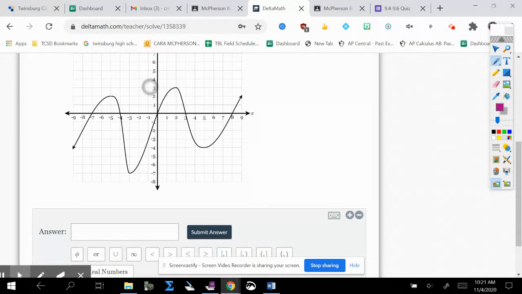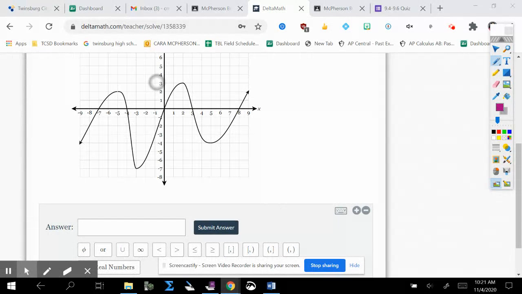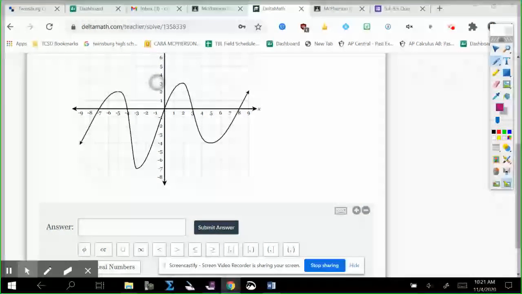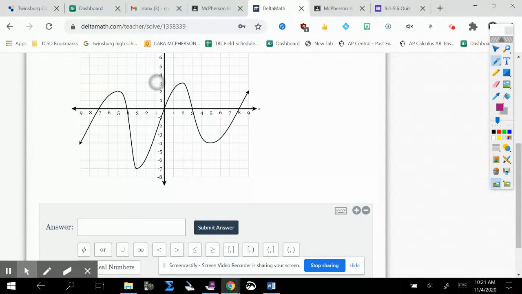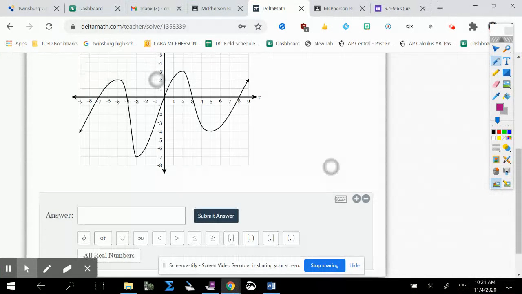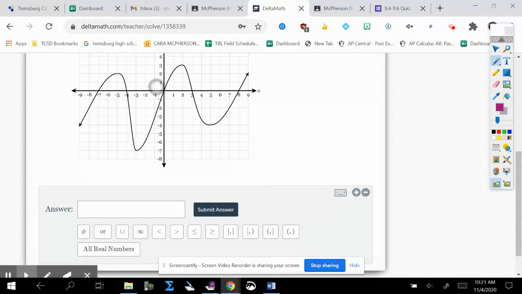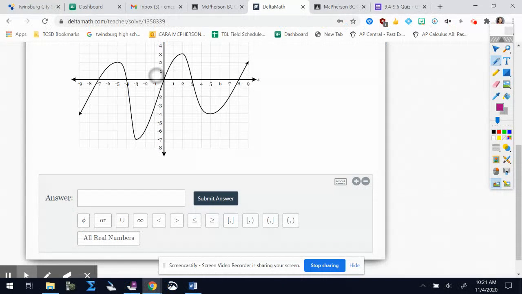Doesn't want to hit it for me. It's not wanting to write for me. Let me try a different way here. It is not wanting to type it in for me.